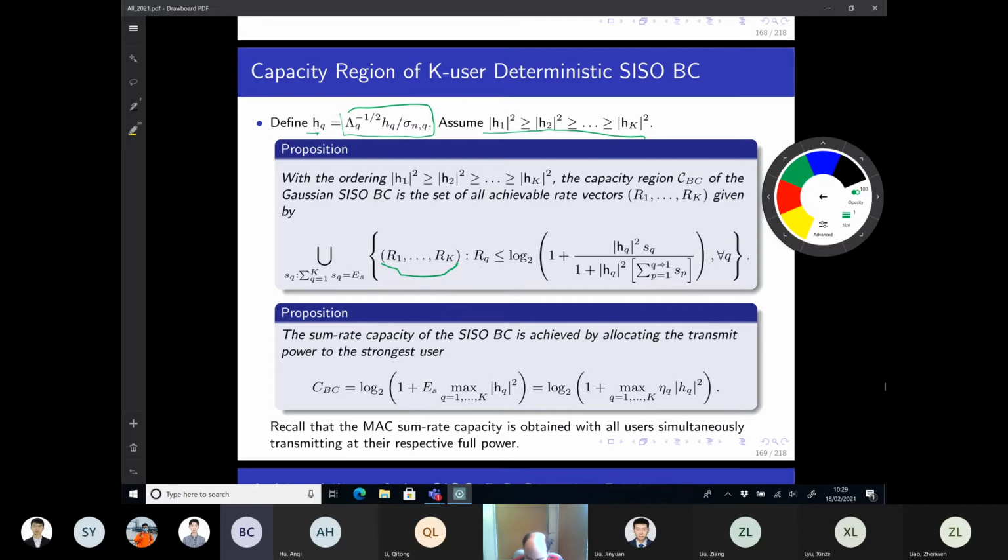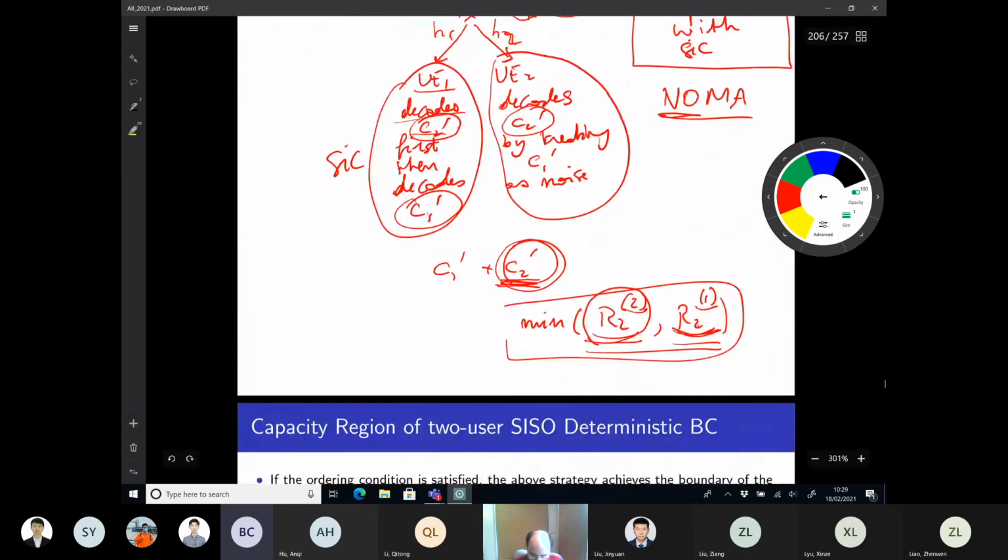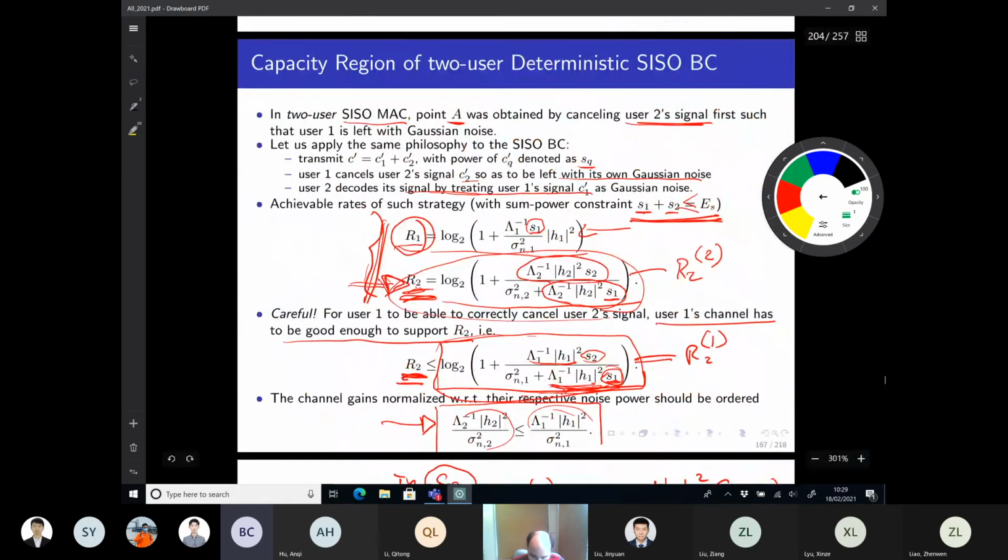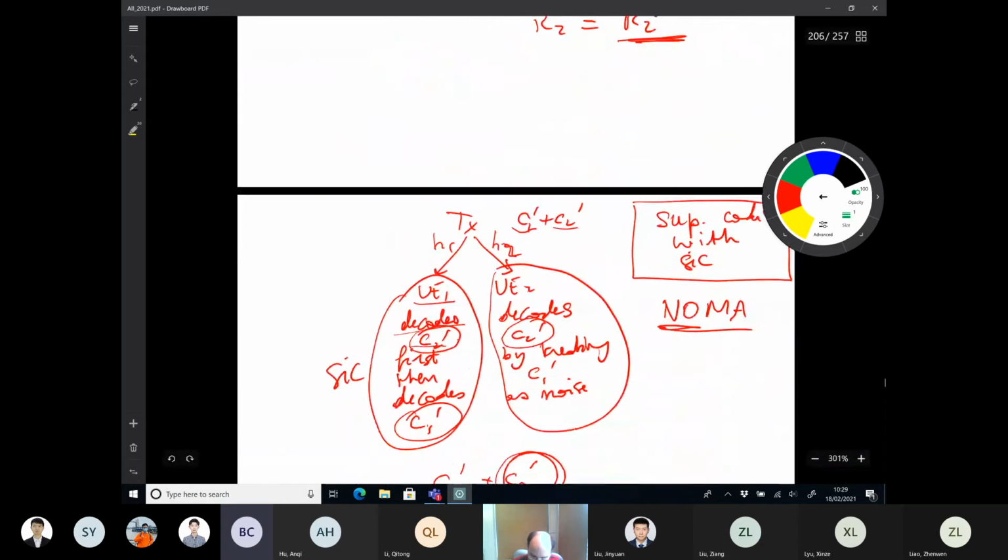here Q is equal to 2, so P goes from 1 to Q minus 1, which will be equal to 1, so here I'm going to have S1. So in this case, when I decode user 2, I see the interference from user 1. User 2 is the second strongest user, so I will see interference from the strongest one, right? Same as what we had here. So that's what we have here.